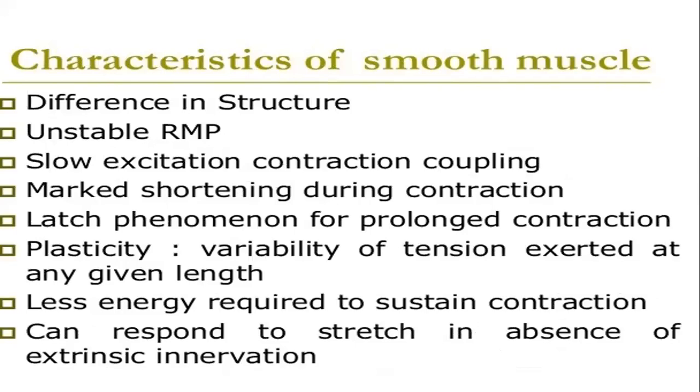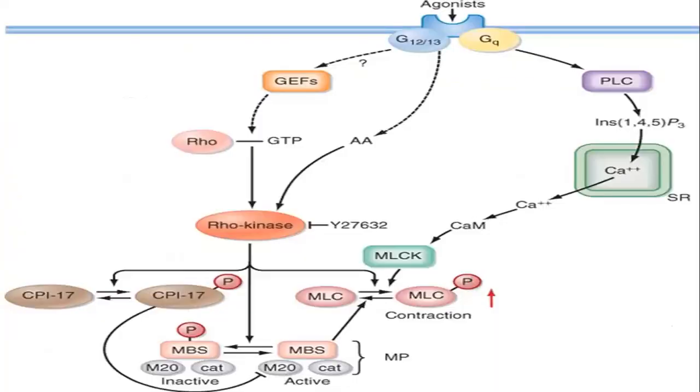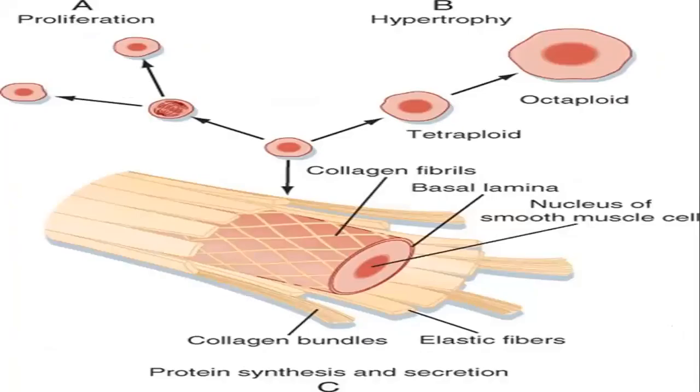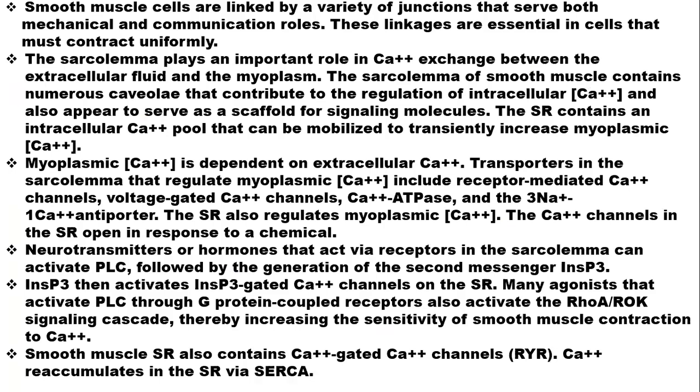Till now we have discussed these: difference in the structure, unstable resting membrane potential, slow excitation contraction coupling, marked shortening during contraction, latch phenomena, plasticity, less energy required to sustain contraction, and ability to respond to stretch in absence of extrinsic innervation. We have seen these characteristics of the smooth muscle. So the differences we have discussed about the smooth muscle.